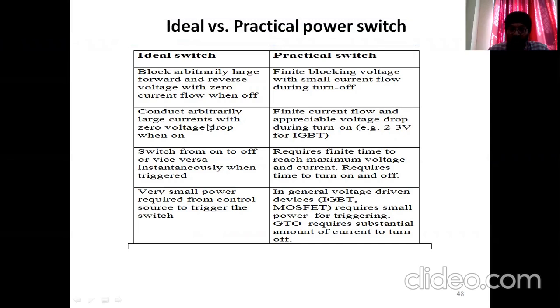Conduct arbitrarily large currents with zero voltage drop when on. We have seen the ideal characteristics, but in practice it's not like that. It has some finite value of voltage drop during turn on. It's not zero. It has some value. So that can be called a threshold voltage.